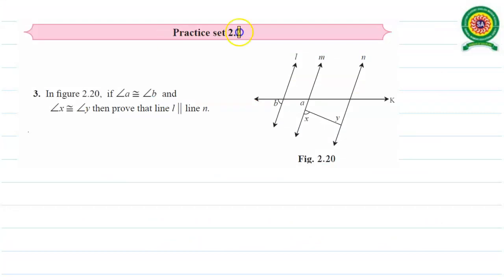Question number 3 from practice set 2.2. In figure 2.20, if angle A is congruent to angle B and angle X is congruent to angle Y, then prove that line L is parallel to line N. Now look at the given data. We are given that angle A is congruent to angle B. This is given to us. And now look at the lines. We have lines L, M and K that form the angles A and B.